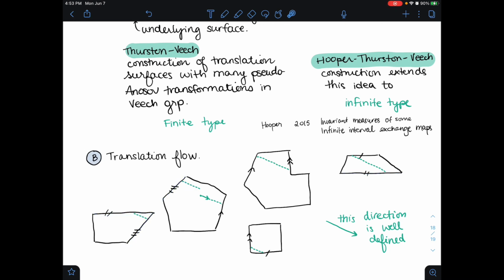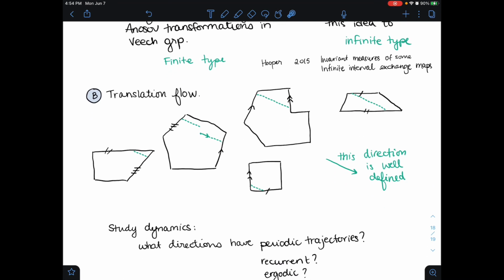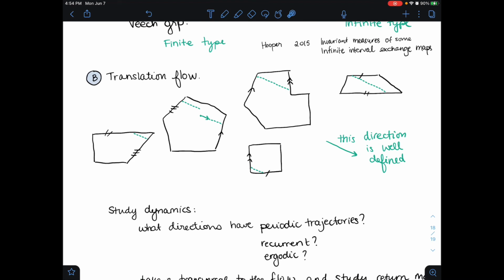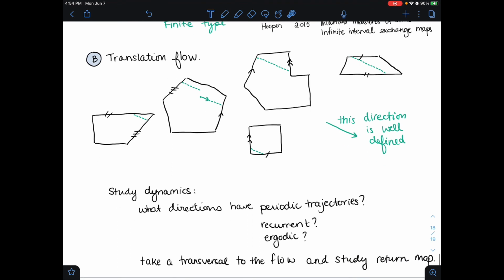And because the polygons are identified together using translations, and translations don't change the direction of a vector, this flow is well defined for most points and most times. The only situation where it wouldn't be well defined is if a point flows into a singularity. Then it's not clear how to continue from there. So this flow isn't defined for all points and all times, but there's still some interesting dynamics going on. So people study what directions have periodic trajectories, what directions have recurrent trajectories, what directions are ergodic.